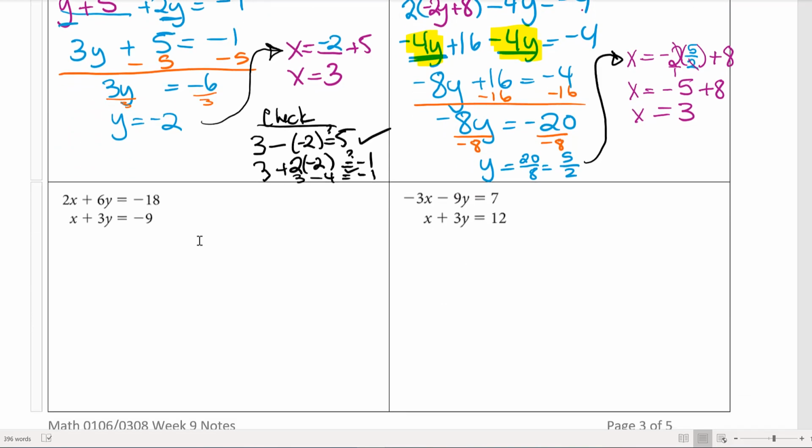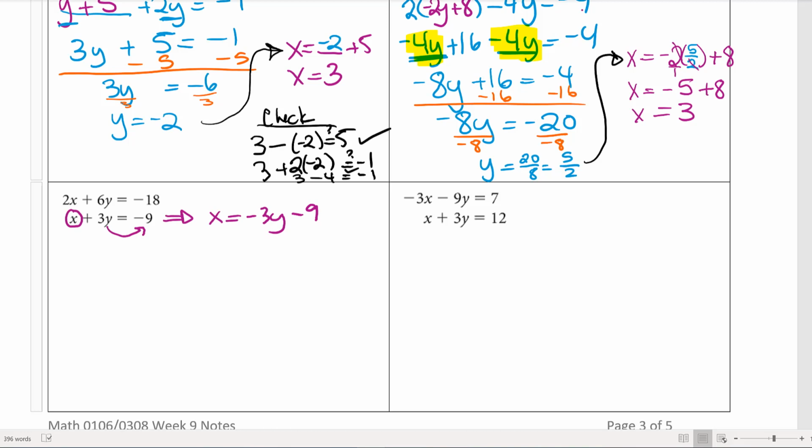Step 1, we need to solve one of the x's or the y's in one of the two equations. The only x or y that I would recommend is the second equation, x, because that's the only one that doesn't have any coefficient in front. So it's really easy to solve this for x by just moving the 3y to the other side. Whenever you pick up a term and move it to the other side, it changes signs. So that gets me x equals negative 3y minus 9.